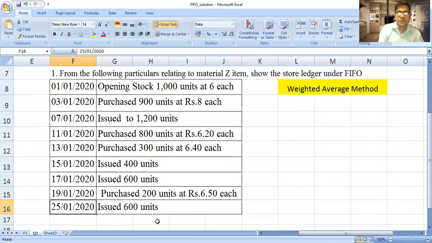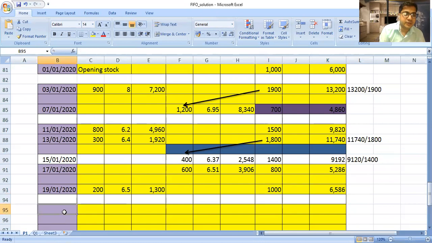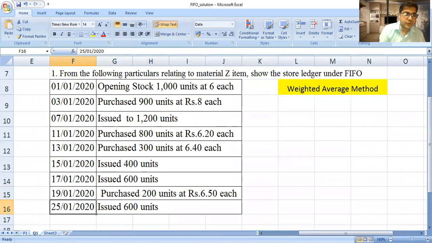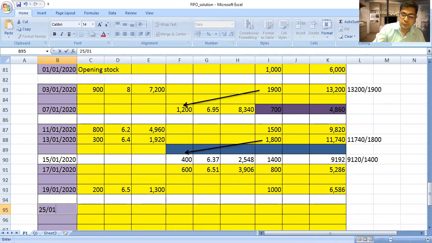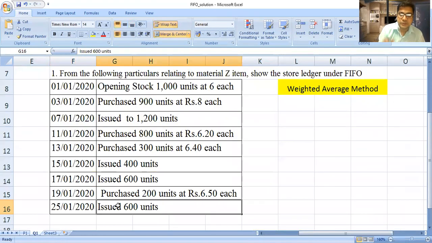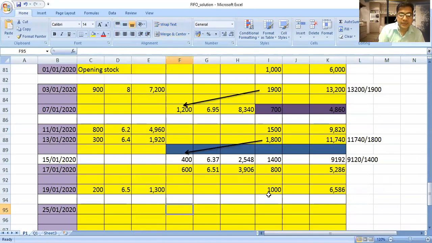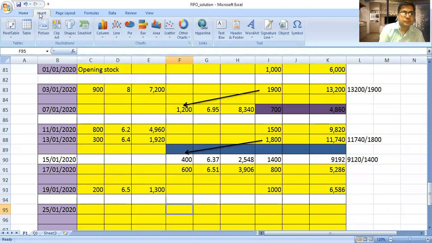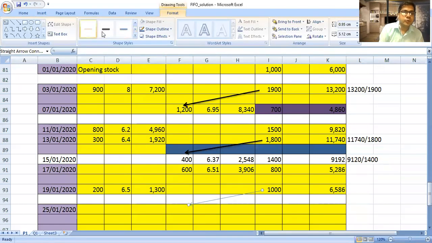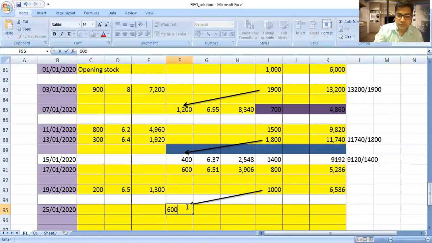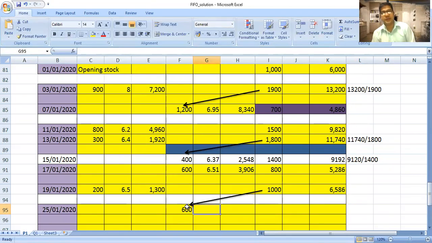Next date is 25th January 2020. They sold 600 units. We will write here 25th January 2020. Now in the sold column, how many units they want to sell, and we have a sufficient balance of 1000 units. We can easily sell 600 from this 1000, they can sell only 600 units. Now the question is, what will be the weighted average rate?